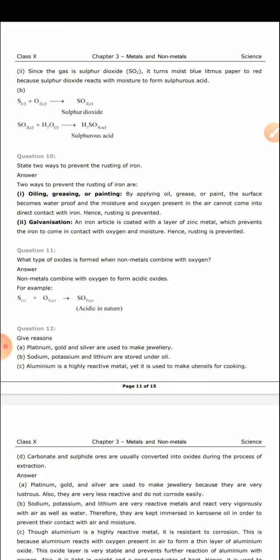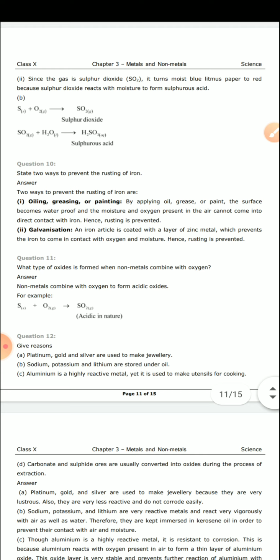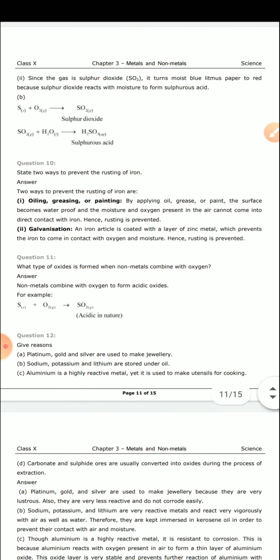Painting is another option. You can see that we paint our railings and iron objects with different kinds of colors. The reason is that when we apply this kind of coating, it stops the contact of oxygen with the iron, so it can easily prevent rusting.